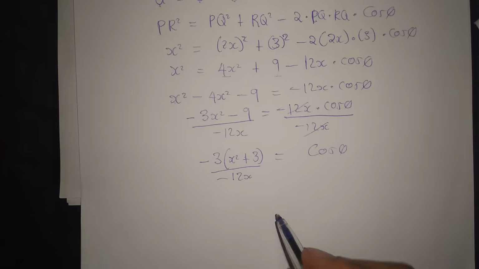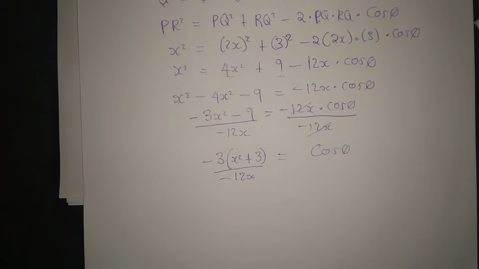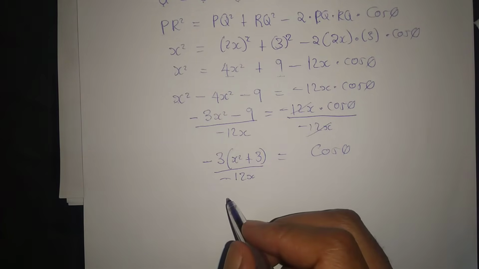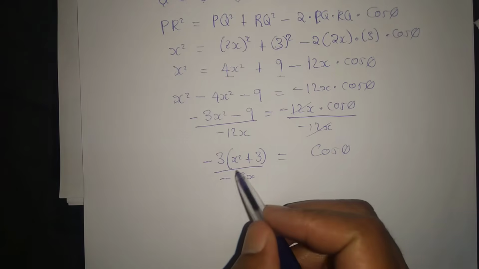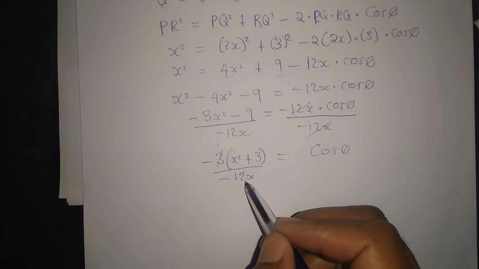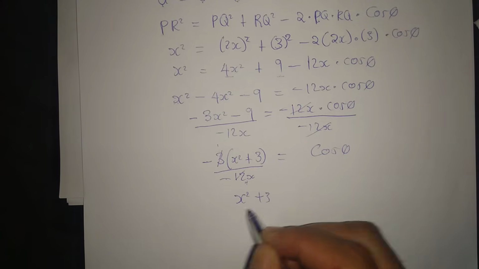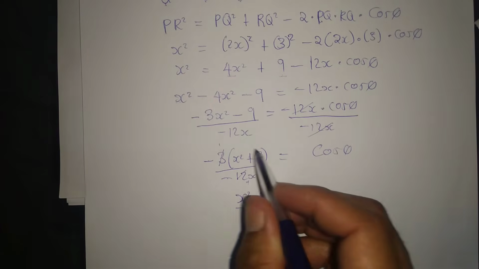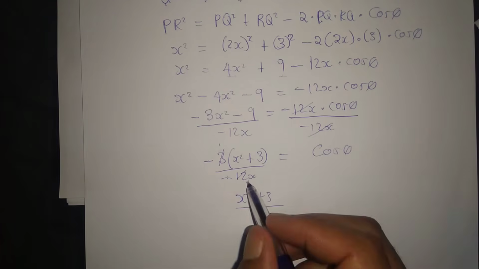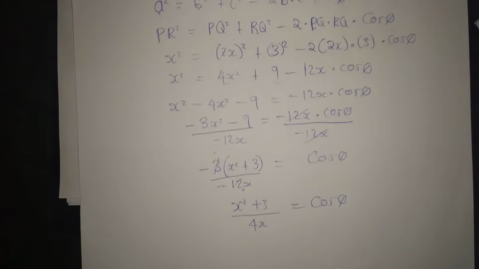So this is our answer. Not the final one, but the answer after taking out the common factor, right? So therefore the negative, now you divide the negative by a positive. 3 divided by 12, this 3 or 1, this 3 goes into 12 four times. So our final answer is x squared plus 3. There's 1, so 1 times this bracket gives us this, and then the negative and the negative is a positive, over 4x. So question answered.